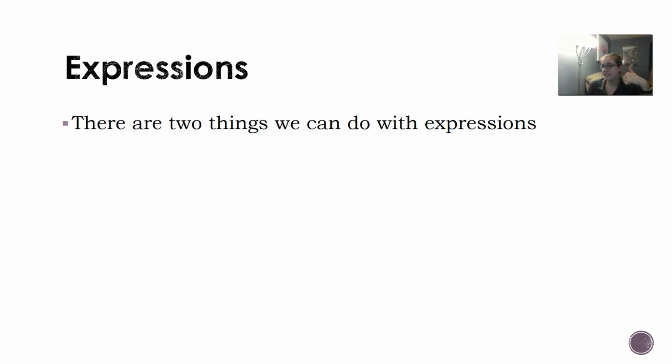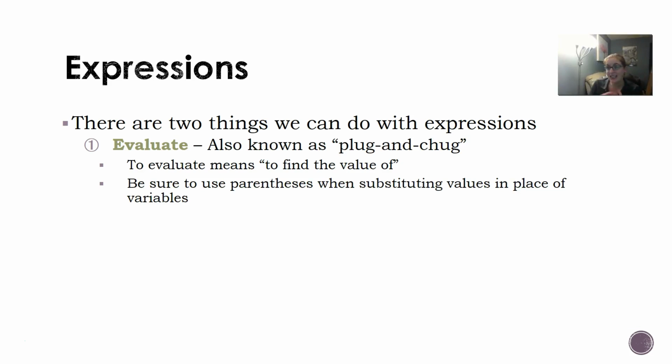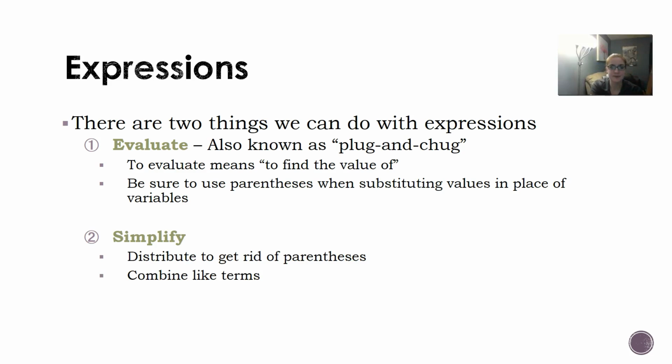As I said previously, there's two things you can do with an expression. The first thing you can do is evaluate the expression. To evaluate an expression, I like to say it's plug and chug, meaning you're plugging your value in and chugging your answer out using the order of operations. When people ask you to evaluate and they give you a number value, you plug that number in for the variable and then simplify using order of operations. There's a video previous to this if you're unfamiliar with the order of operations.